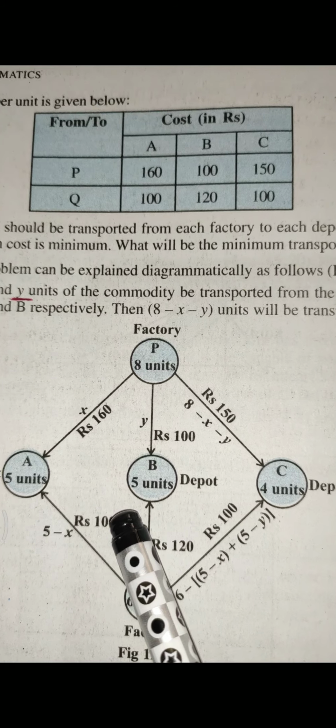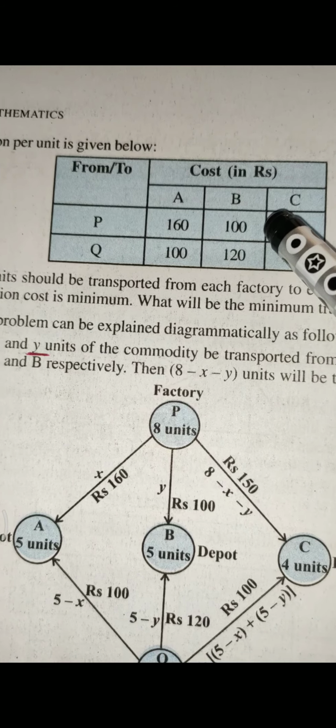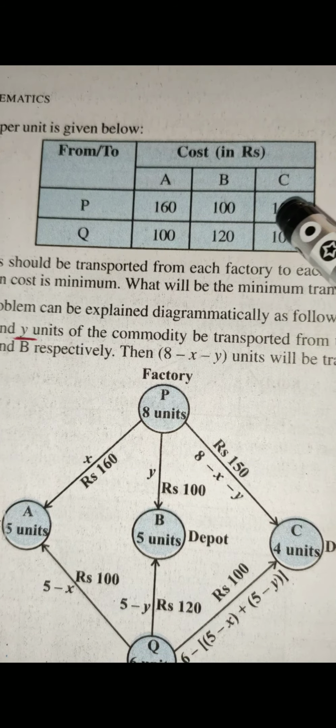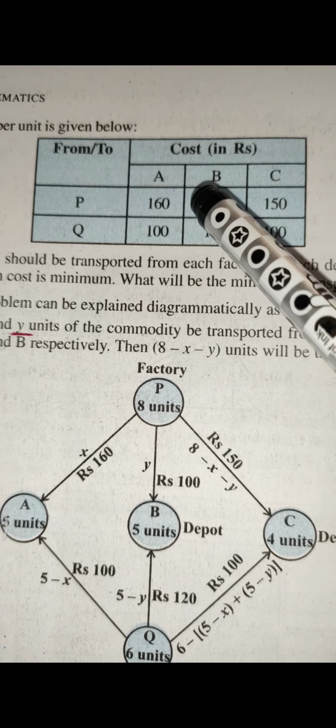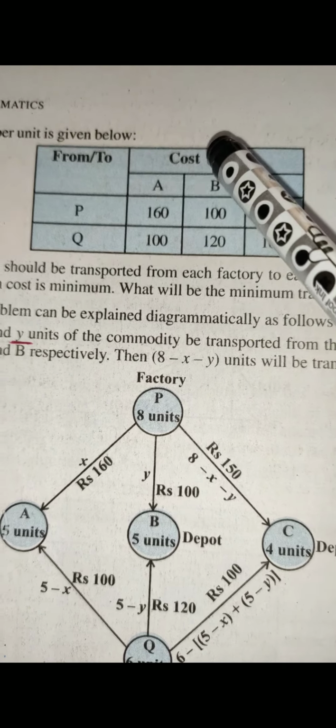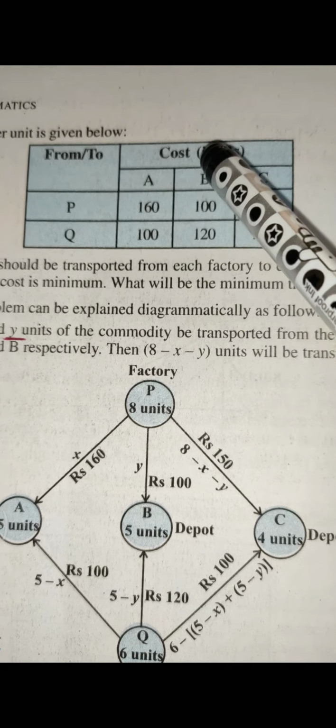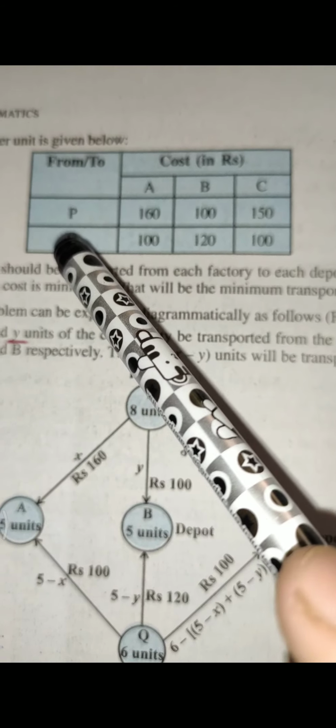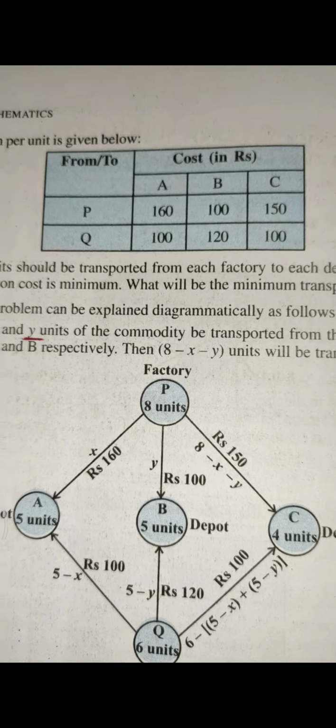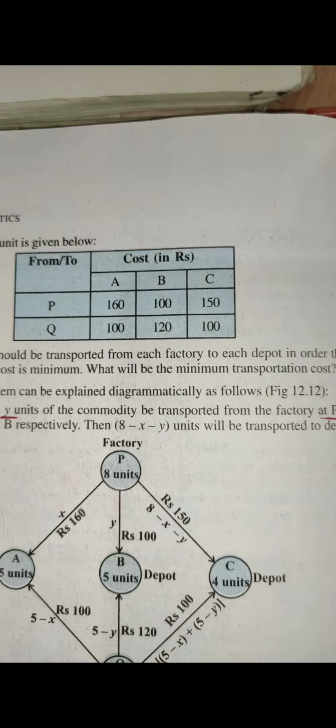That is already given in the question. There is no need to prepare a table. Always in a transportation problem one table they will give. So the transportation cost they have given from P to A, cost is rupees 160.